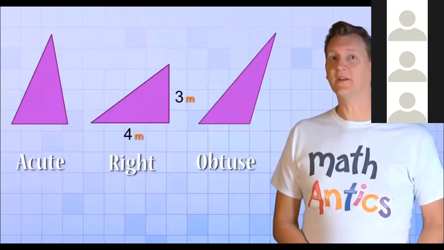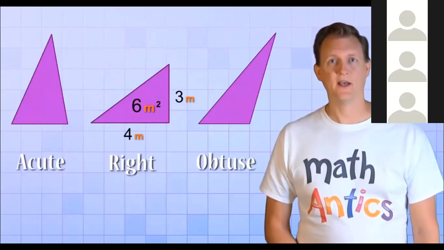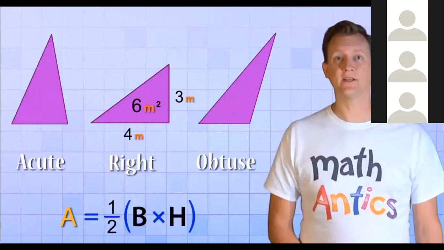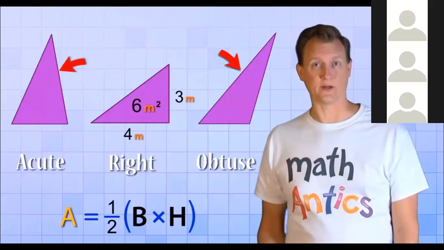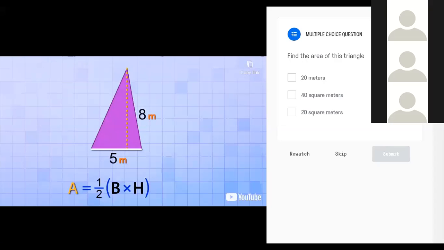Okay, we already figured out that the area of this right triangle was 6 square meters. So let's practice using our new formula to calculate the area of these last two triangles. Our diagram shows that the base of this acute triangle is 5 meters and its height is 8 meters.